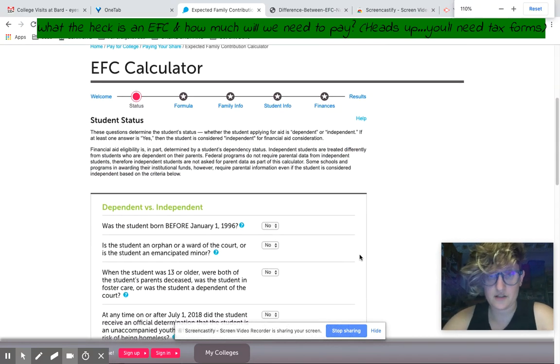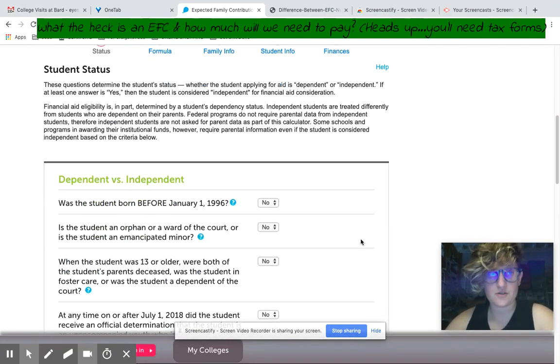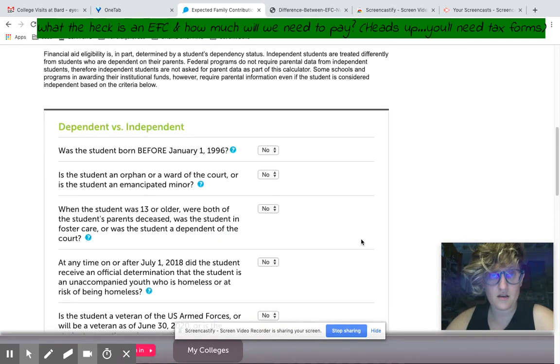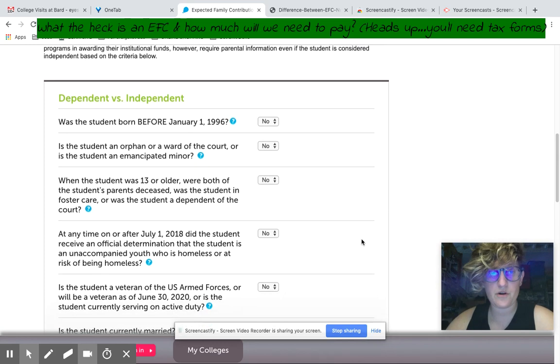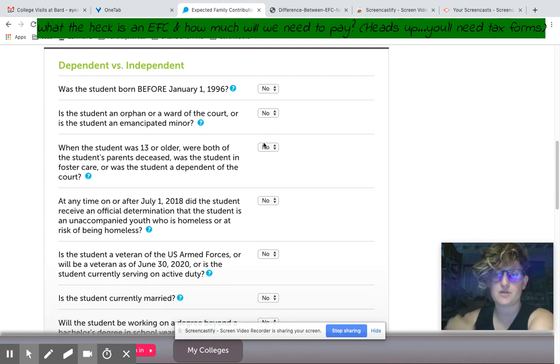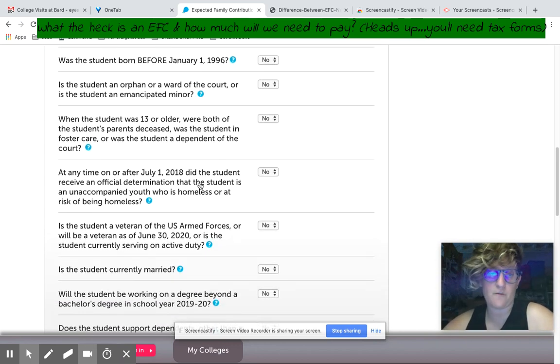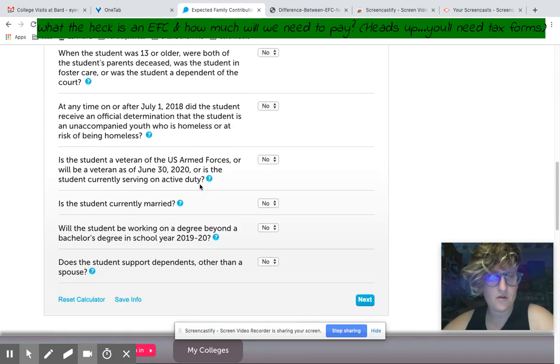All right, let's make this a little bigger because my eyes are old. So, student status. Was the student born before January 1st, 1996? No. Most of these questions are going to be no for most students. Is the student an orphan or ward of the court? Is the student an emancipated minor? No. When the student was 13 or older, were both the student's parents deceased? Is the student in foster care, or was the student dependent on the court? For some students this is true, but for most students it's no. Again, no, no, no. You can read through these.